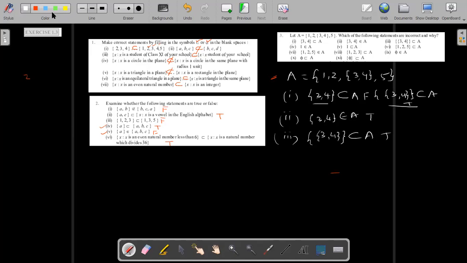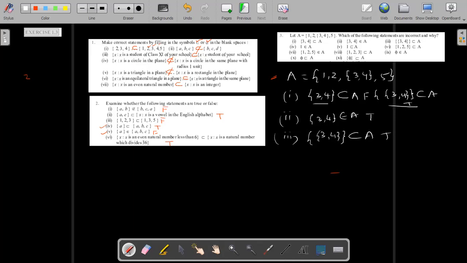So fourth is true. Fifth, false. Sixth, 1, 2, and 5. Yes, it is a subset. Correct. 1 to 5. Seventh, false. 8, false. 9, 5 is a subset of every set. True. 5 belongs to A? No, that is wrong. 5 is a subset of A. It is true.